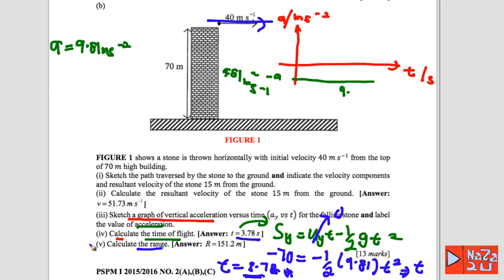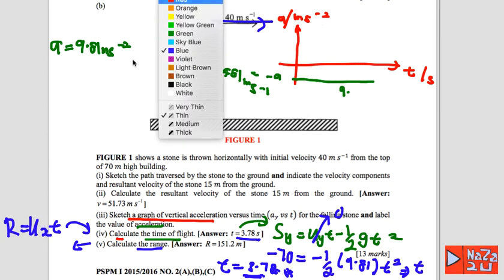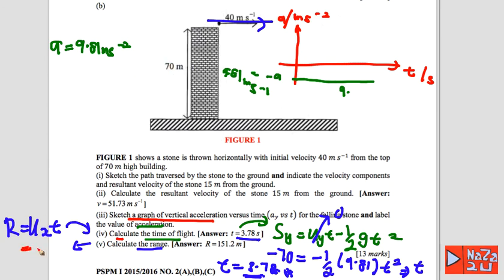So now the last is range. To calculate the range, you can use the equation range, or r, is equal to ux times t, where t is the time of flight. This is the answer from number 4. So ux is always constant, 40 meter per second, and t is the answer from number 4, 3.78. So you can find the value of the range.